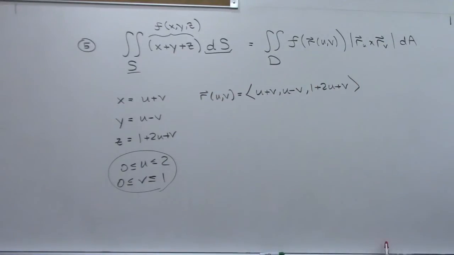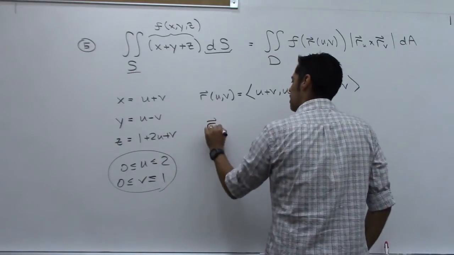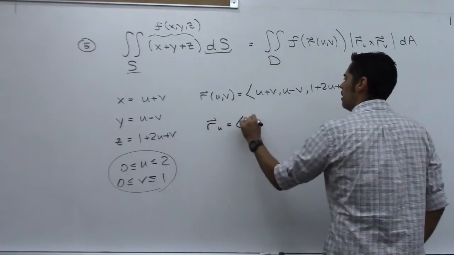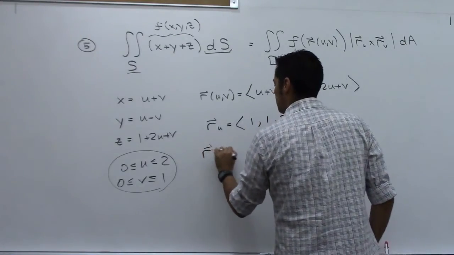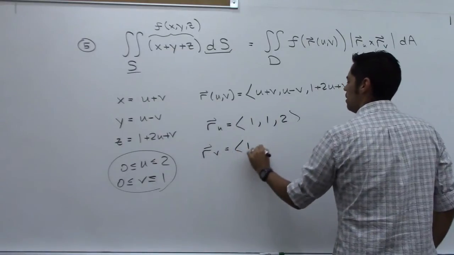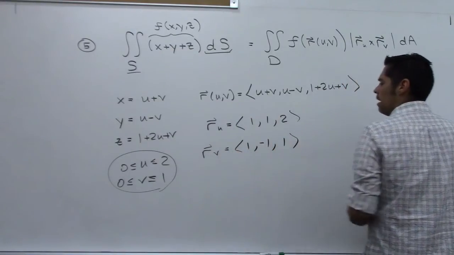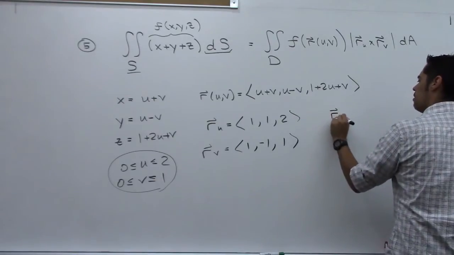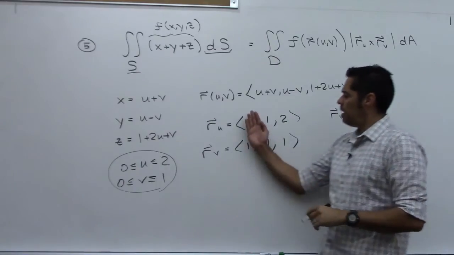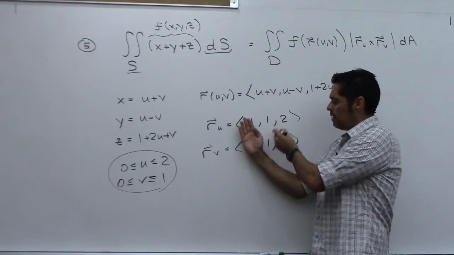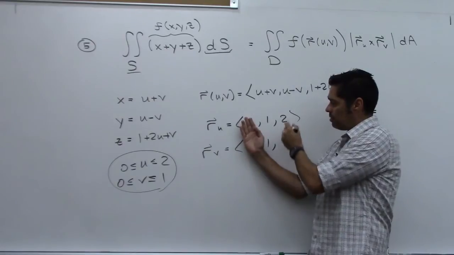So I'm going to need quite a few things to do this problem. Let me get some partials here and then cross them, then take the magnitude, and then we should be ready to roll. So the partial of r with respect to u is 1, 1, 2. Partial of r with respect to v is 1, negative 1, 1. And then I cross these, the partial of r with respect to u cross the partial of r with respect to v. Let's see, we've got 1, take away negative 2, so 1 plus 2 is 3.